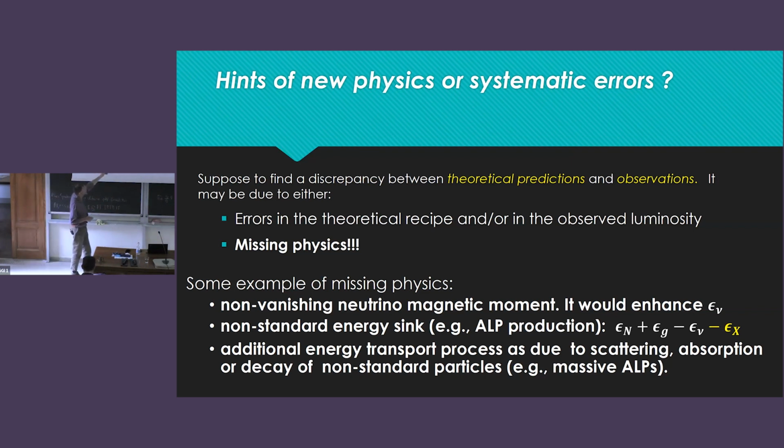Then there are non-standard energy sinks, like the thermal production of axion-like particles, and these introduce additional terms in the right-hand side of the equation you have seen before. And in the case of massive axions or massive particles, the condition that the mean free path is much larger than the stellar radii is no longer valid. So we may produce these particles near the center, and then they may decay or interact before escaping. And so they act as an energy transfer mechanism in addition to radiation and convection. So we have to modify the equation of energy transport to take into account massive particles like this one.